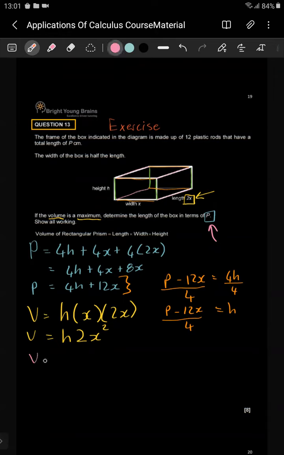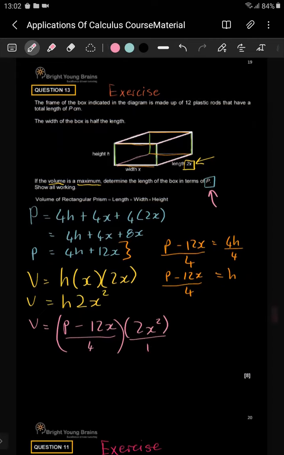So substituting H into our volume equation, we're going to have P minus 12x, the whole thing over 4. You're better off writing this as a bracket. Let's keep things simple. Let's just put our P minus 12x over 4 in brackets, and then here you're technically going to have 2x squared. We're putting it over 1 because it's being multiplied by a fraction.